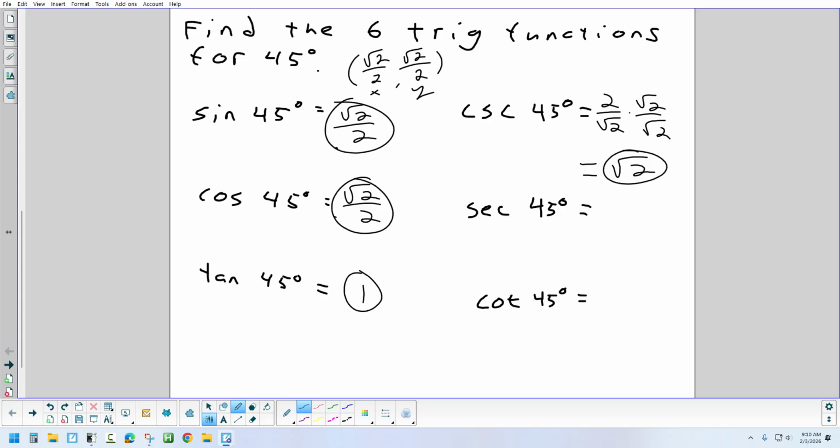How about the secant? Right. The sine and the cosine were the same. So that means the cosecant and the secant are the same. So square root of 2. And lastly, the cotangent. 1. Okay, so when you are doing the unit circle trig, we won't ever be using decimals. All your answers for any angle that's a multiple of 45 are going to look something like this. Okay. Any questions on that?